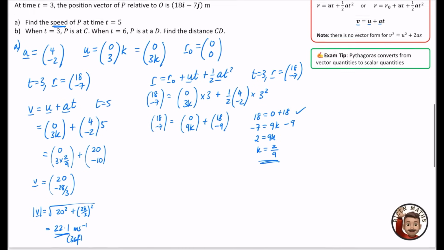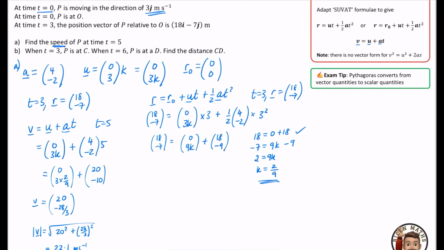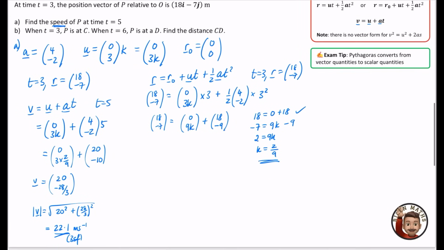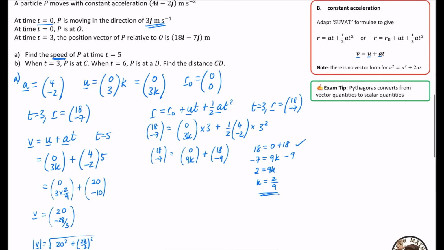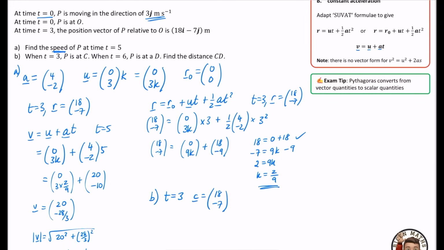Okay, let's have a look at what part B is. I've taken up so much space there. It says when t equals 3, P is at C. Okay, so when t is equal to 3, I'm going to say it's the position vector of C. I think we've actually been told that when t is equal to 3, this is where it is. It is at 18, minus 7.